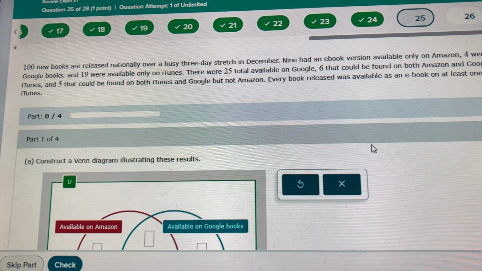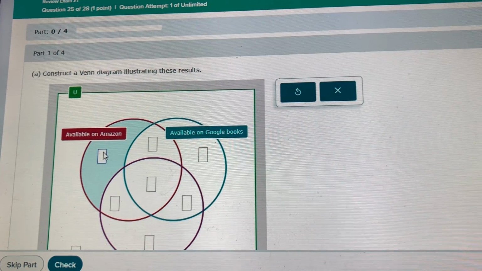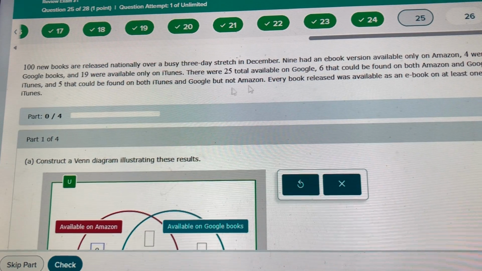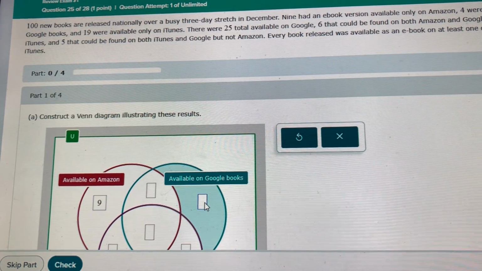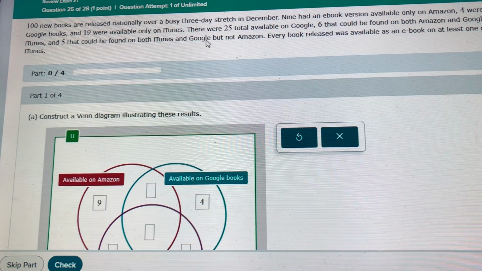So what we know is 100 books is a total. 9 had an ebook available on Amazon, only on Amazon. See, 9 only had Amazon. That's this right here. 9 are only on Amazon. 4 are only on Google. That's this one. And 19 are only on iTunes. That's this one. There's 25 total on Google, so that doesn't help me do anything yet because I need to know 2 more of these 3 to use that.